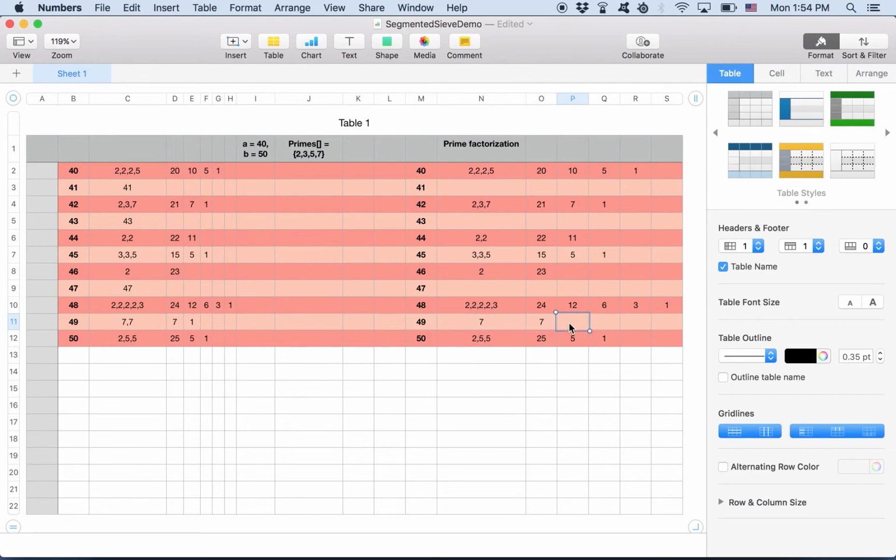7. 7 is divisible by 7. We write 1. And here we write another 7. Yes, that is correct. 49 is 7 times 7, or 7 to the power of 2. Now we are done. We don't have any more numbers here to sieve.